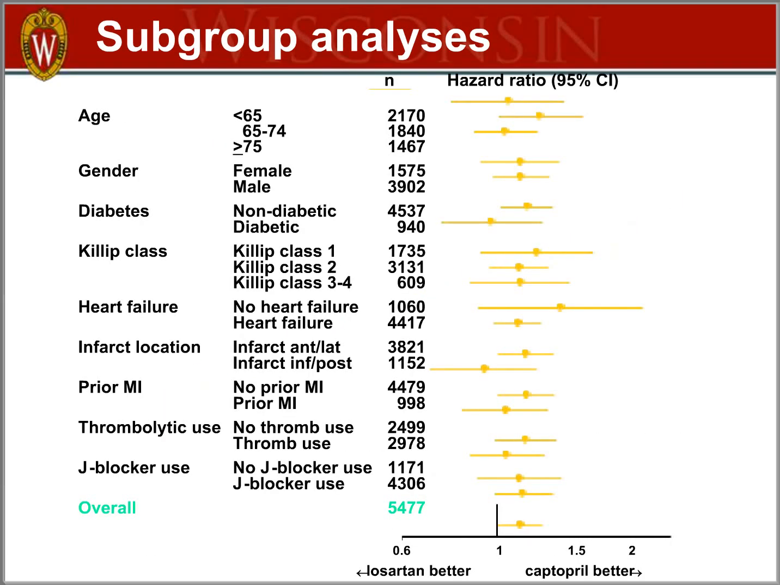You can also see that if you look at subgroups, the inferiority of losartan was pretty consistent across a wide range of classic heart failure risk factors. So it's not as though there was one population benefiting and the other one was not benefiting essentially anywhere.